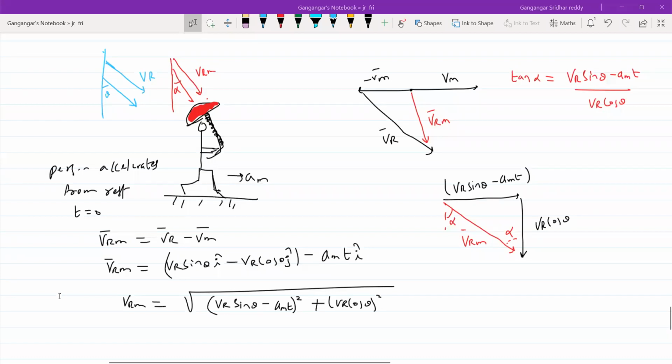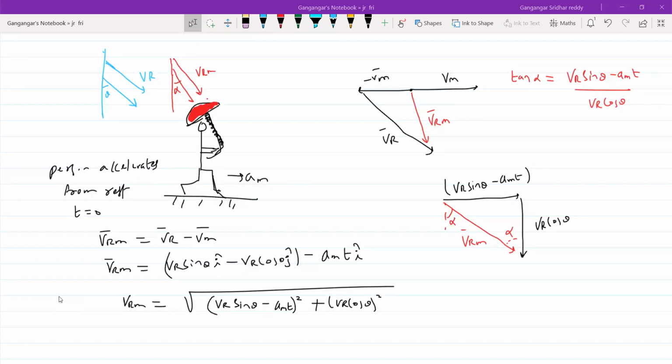Okay, so if it accelerates, then there's a method you can apply. Whatever the angle, alpha again depends on the acceleration of the man. At one position, will the rain pour vertically down with respect to man? Yes. What is the time? The time at which the rain pours vertically down with respect to man will be Vr sine theta by Am.